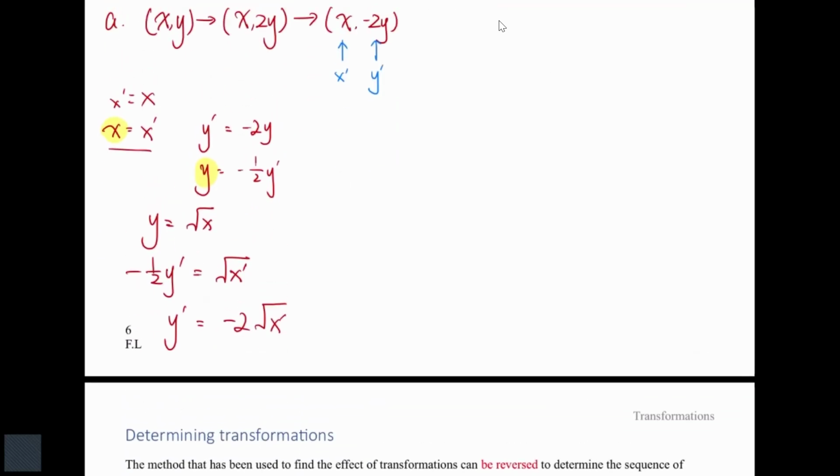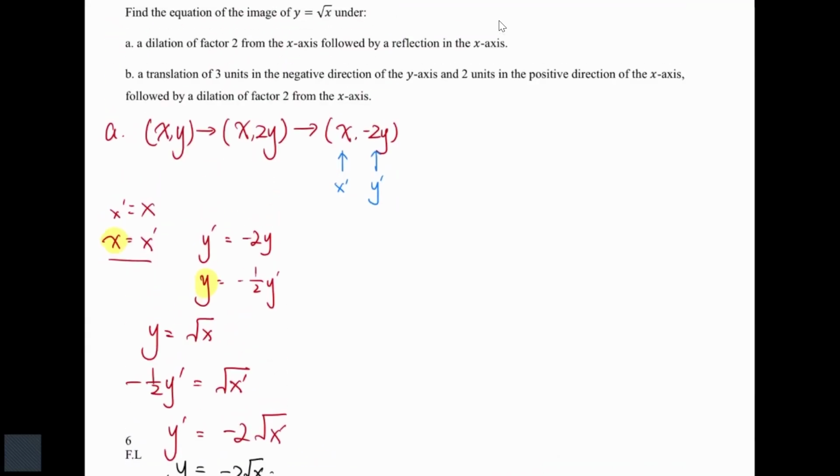Now I can express the final answer. My equation after transformation should be: y equals negative 2 square root of x. And that's the answer. All right. Now, if it does make sense, try part B yourself. Pause here and then check answers later.